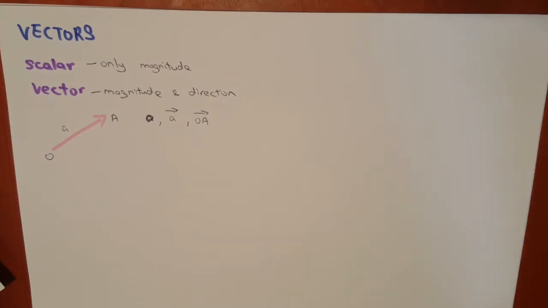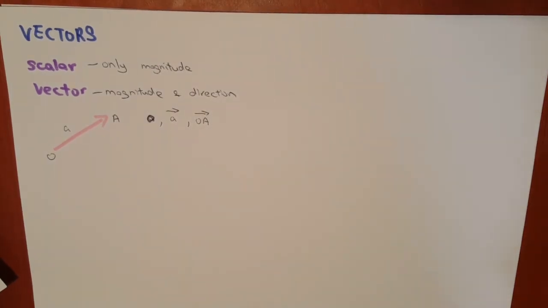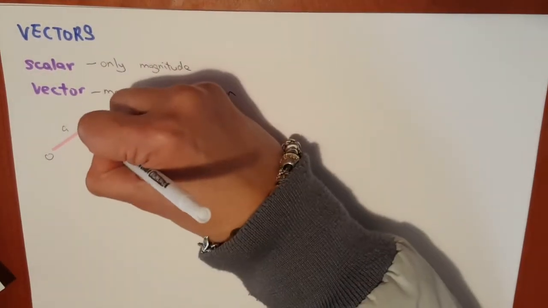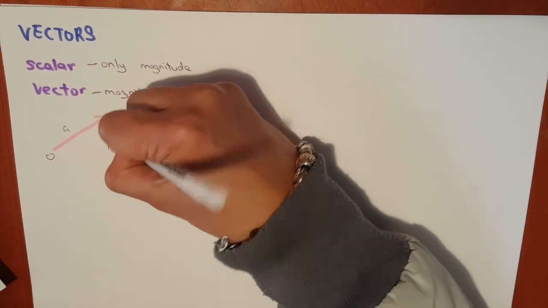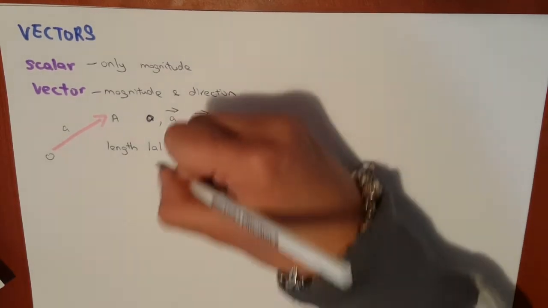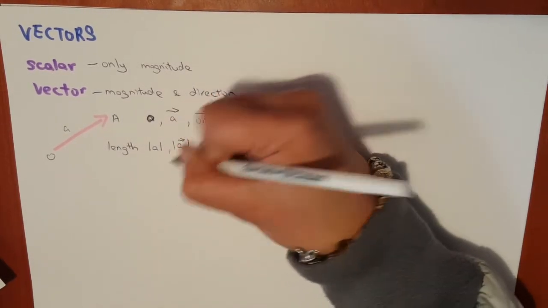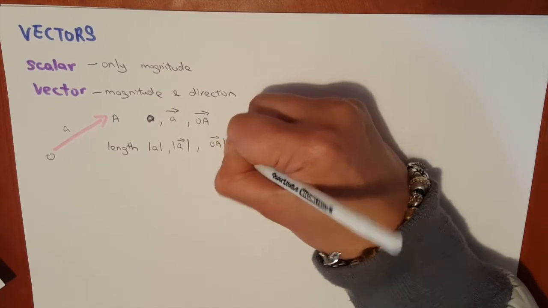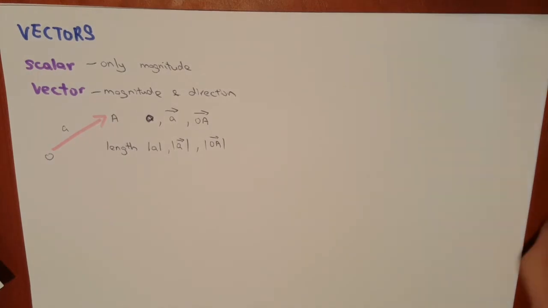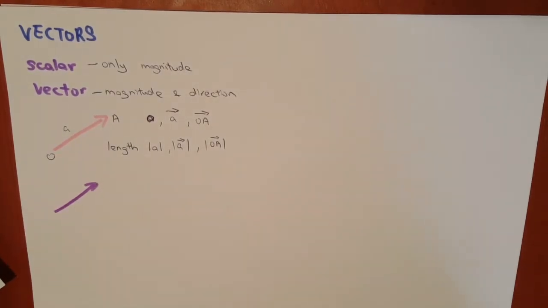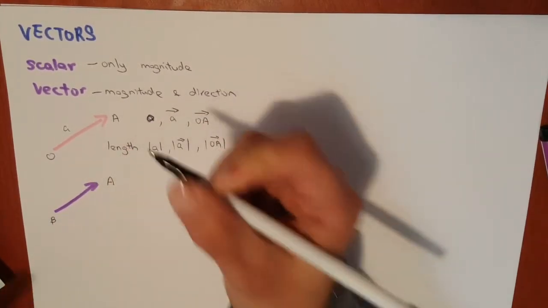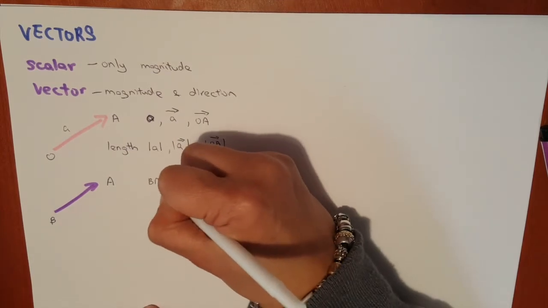And how do we represent the magnitude of the vector? As we know, the magnitude or the length of the vector is really important. So the length, L-E-N-G-T-H, of the vector, we can write as A with the absolute sign, or A with the arrow and the absolute sign, or vector OA with the absolute sign. If we have another vector that originates from B and goes to A, we call this vector BA.